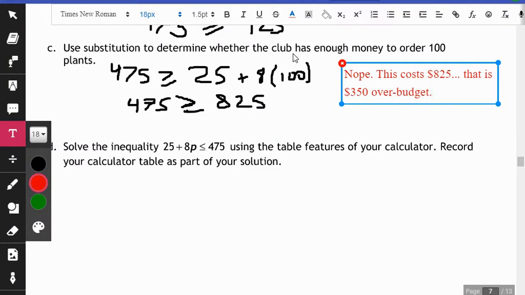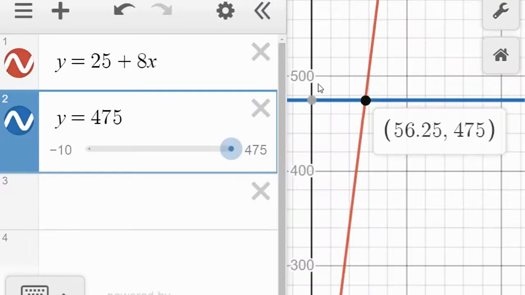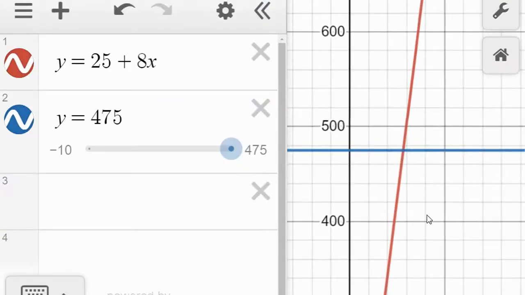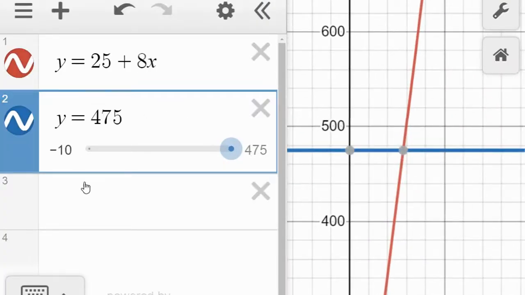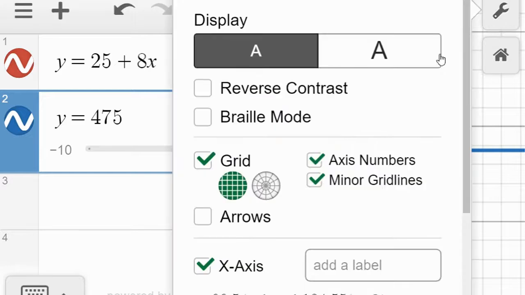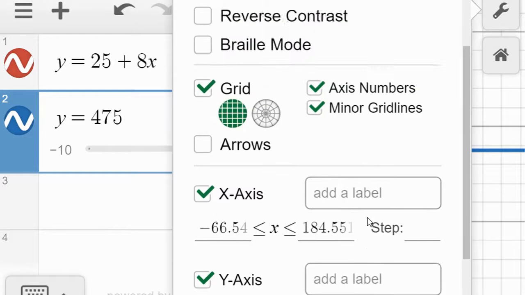So let's go in here and we'll say, actually I'll go like this. I can go, how do I do it? I can do this.